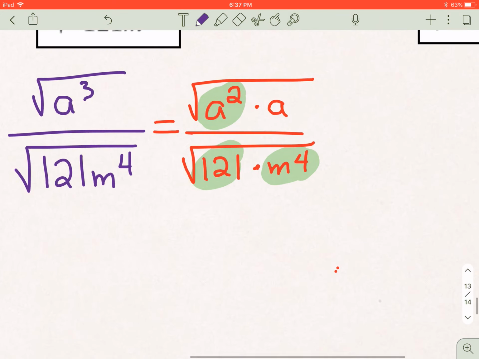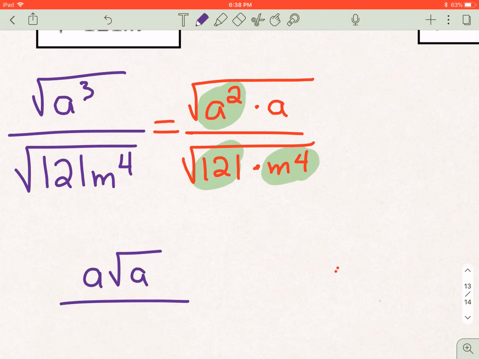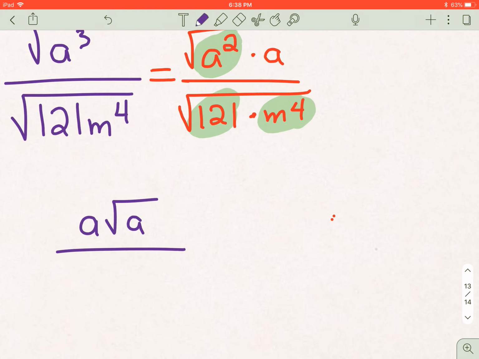So let's look at what we would be left with. The square root of a squared would be a. I'd leave the square root of a in my numerator because I can't take the square root of just an a. The square root of 121 is 11, and the square root of m to the fourth would be m squared.